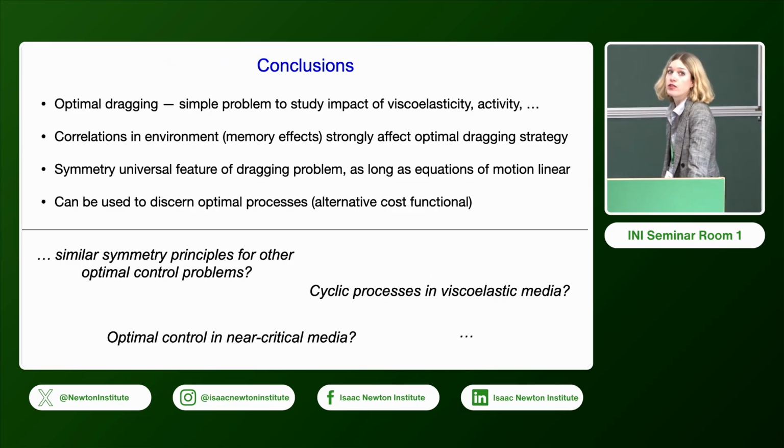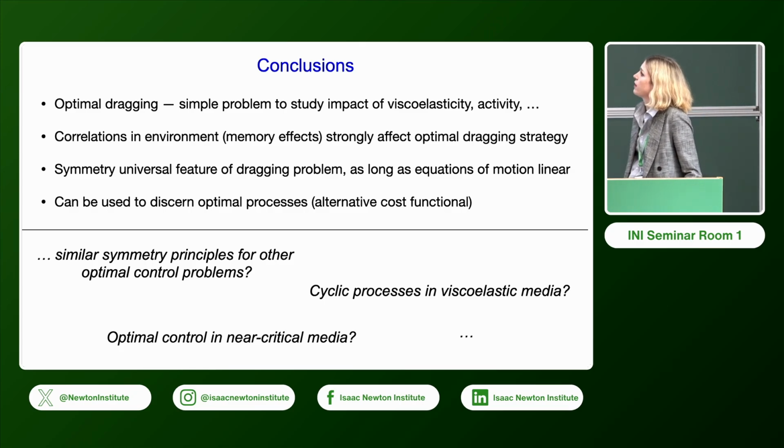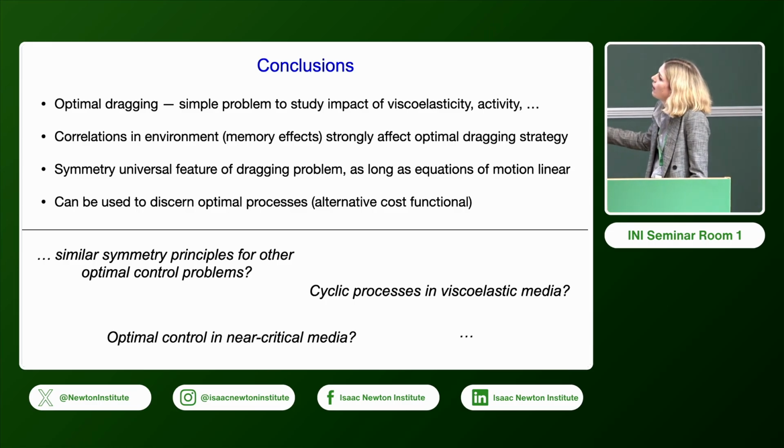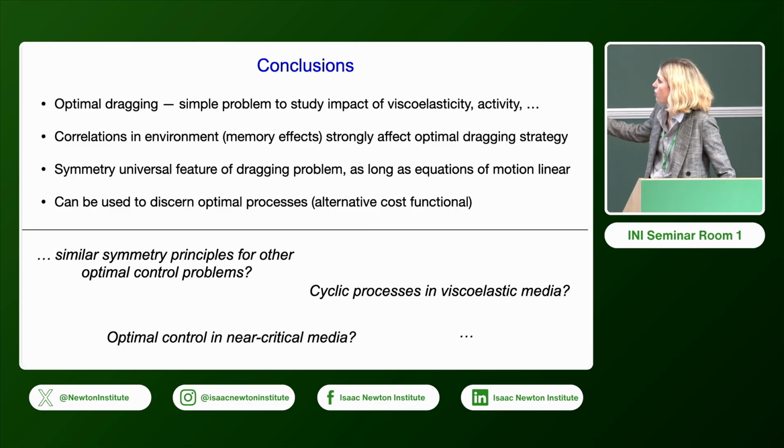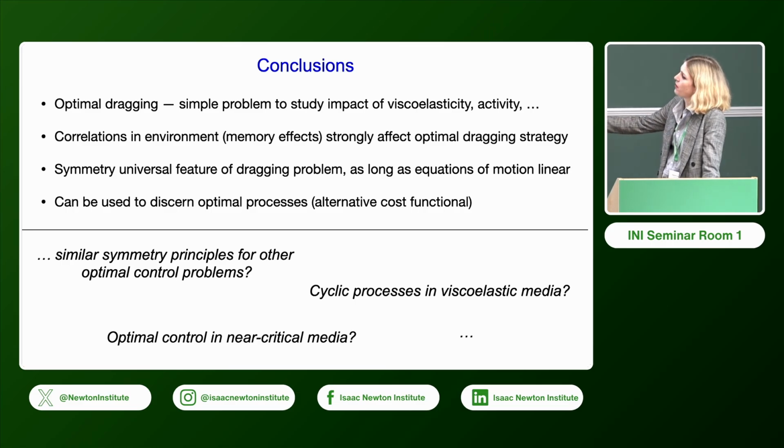So I hope I could tell you a bit about optimal dragging, which I think is a very nice, simple example problem to study optimal control of active or non-active systems. In particular, we studied the effect of having correlations in the environment, and we found that they strongly affect the optimal dragging strategy. I told you about this symmetry, which is a universal feature of this dragging problem. And there are many open questions.